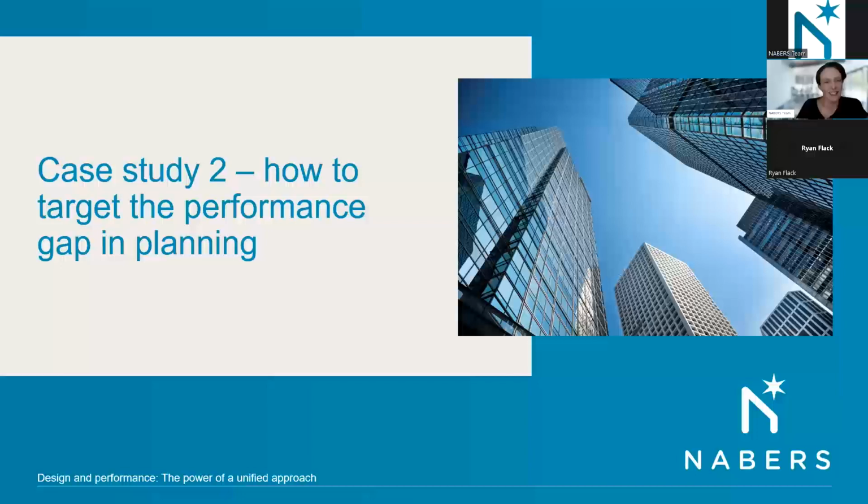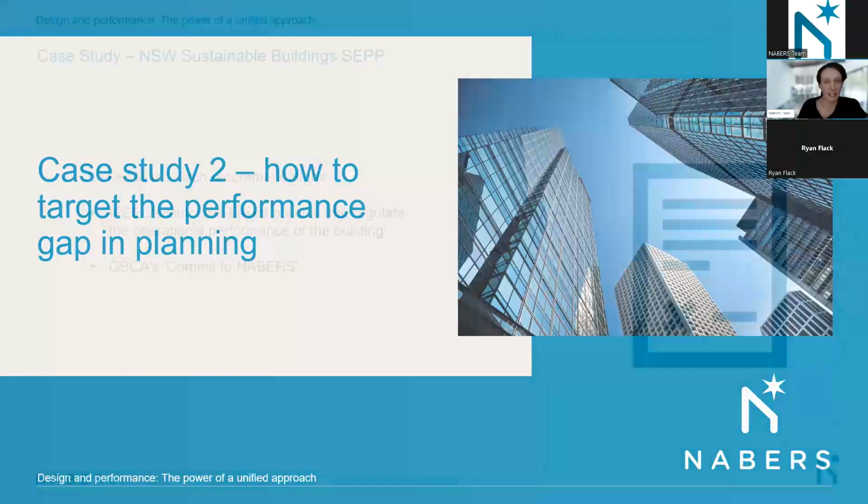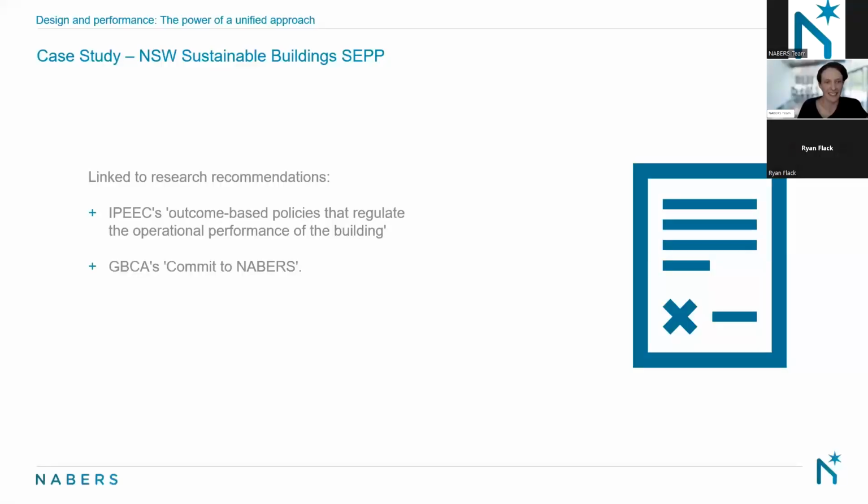So our second case study is very specific to the performance gap, and it's a brand new policy looking at targeting the performance gap through the planning system. So I'm talking about the New South Wales Sustainable Building SEP. And for anyone not familiar with the New South Wales planning system, the SEP is a state environmental planning policy. So it's legislated, just like the CBD Act.